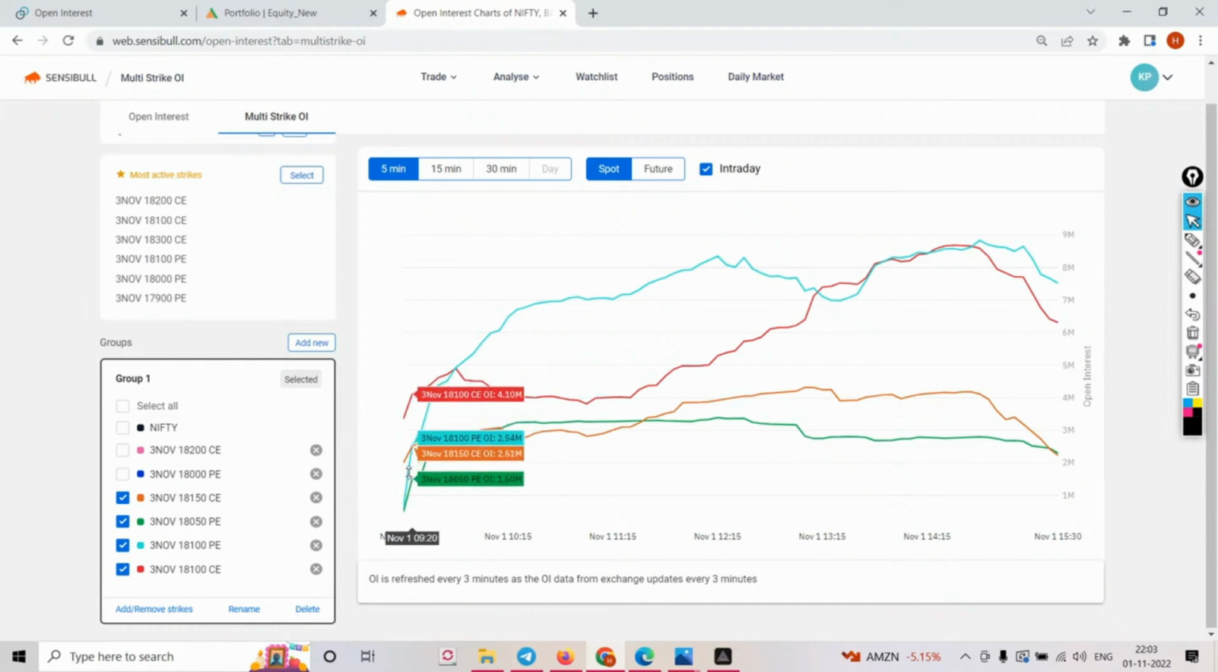Now check the put. Now two calls are dominating two puts. The moment we go here, the 18,100 put started dominating. So now there is a tug of war between the 18,100 call and the 18,100 put. Let me take you further, slowly the put will overtake the call. See, now the put has overtaken the call. So now put is on the top, call is second.